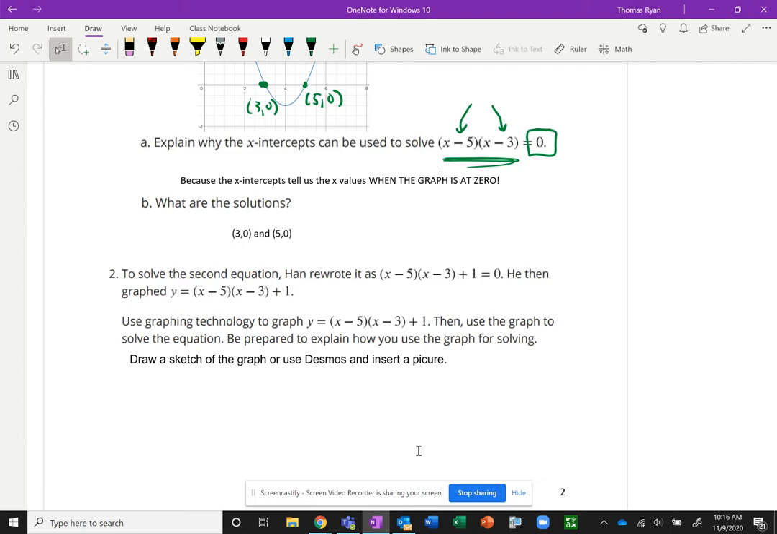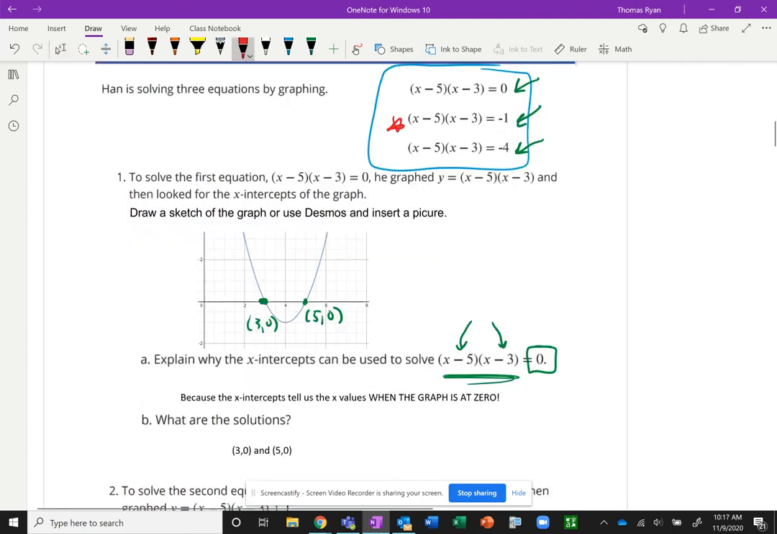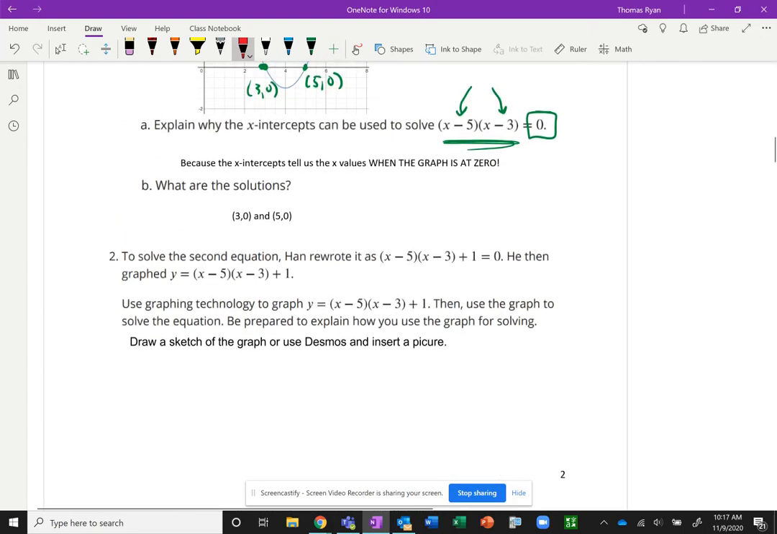Okay, now, number 2 says that Han solved this next equation. So the second one here, he solved it and wrote (x - 5)(x - 3) + 1 = 0. And real quick, here was the original. And all Han did was say, I don't like that -1 over there. So I'm just going to use some equation balancing skills. I'm going to cancel that out. And I have to put the +1 on the outside because it doesn't break into the parentheses. It has to stay on the outside.